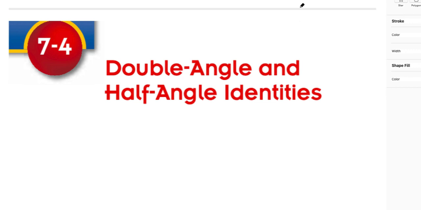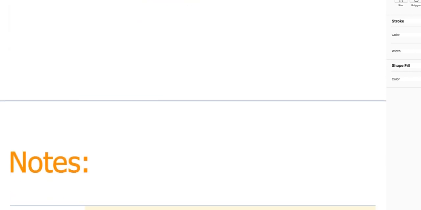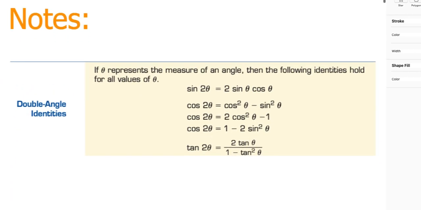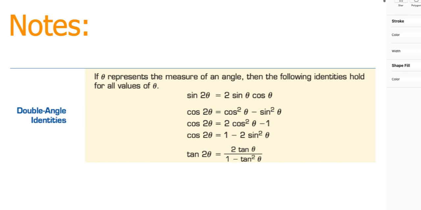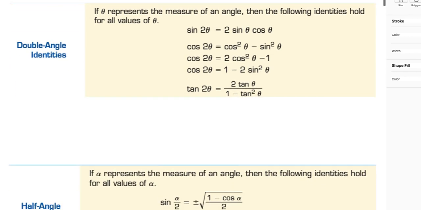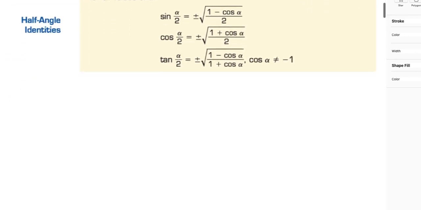Pre-calculus, we're here in section 7.4. We're going to be talking about the double angle and half angle identities. With a lot of this stuff that we're going to talk about, you really need to write down the relationships so that you can have access to them when you're doing the problem.